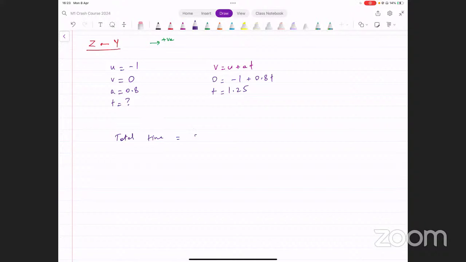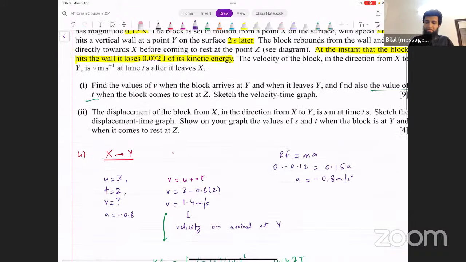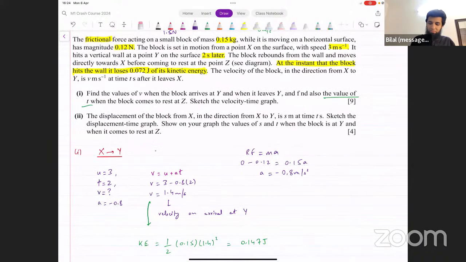So what's the total time taken from x to z? 2 seconds had already passed from x to y. And then from y to z, it takes 1.25 seconds more. And that gives us 3.25. That's the value of t when the block arrives at the point z. Is that okay? That's the next thing that we were looking for. This is the value of t when the block comes to rest at z.